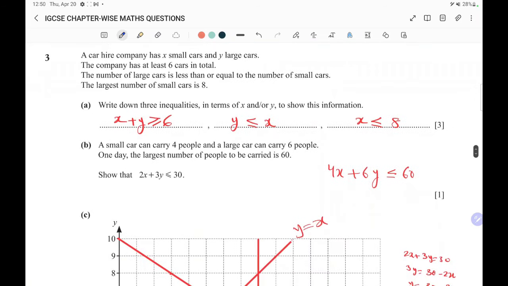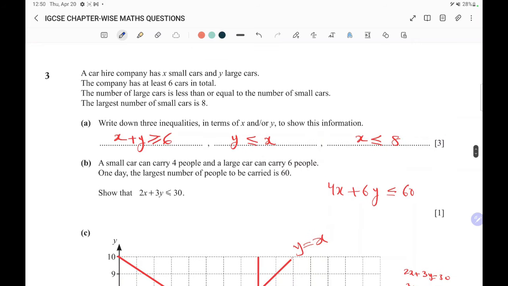Now the third question says a car hire company has x large cars and y small cars. The company has at least 6 cars in total. The number of large cars is less than or equal to the number of small cars, and the largest number of small cars is 8. Okay, so write down 3 inequalities in terms of x and y. x plus y greater than or equal to 6. Why?